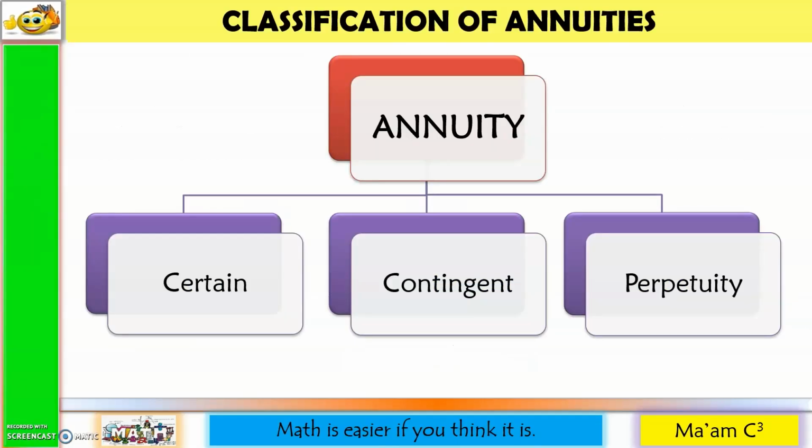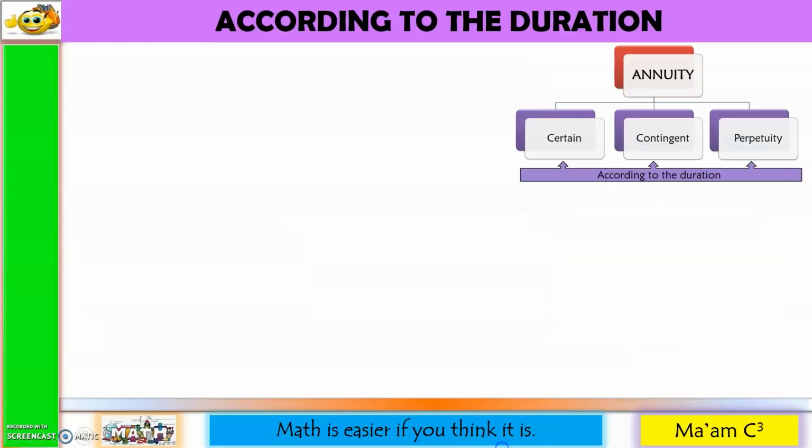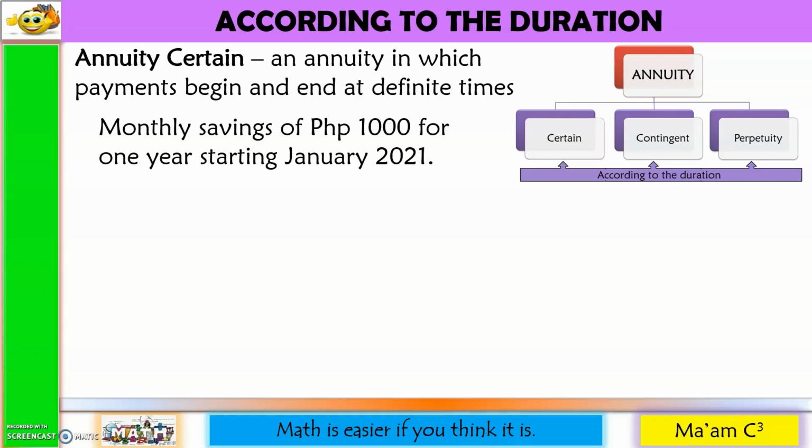One classification of annuity is according to the duration. We have certain, contingent, and perpetuity. The first one is annuity certain. It is an annuity in which payments begin and end at definite times. Example, monthly savings of 1,000 pesos for 1 year starting January 2021. So it will start at January 2021 and will last for 1 year.